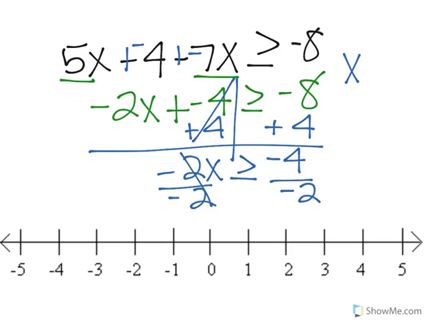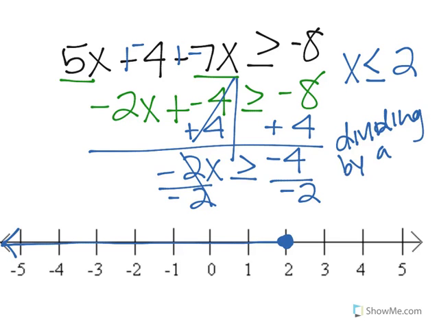Now, because we're dividing by a negative, you have to flip the sign. So it's no longer greater than or equal to, it's x is less than or equal to positive 2. And so we're going to put a closed circle on 2, and then it's everything that is less than 2. Alright, so remember, if you are dividing by a negative, that means that you have to flip the sign.